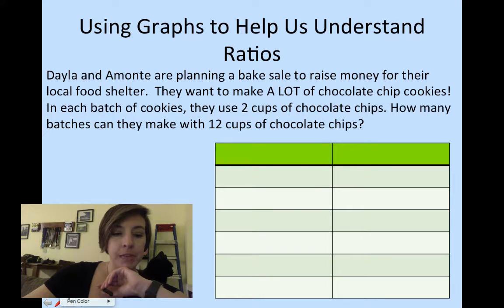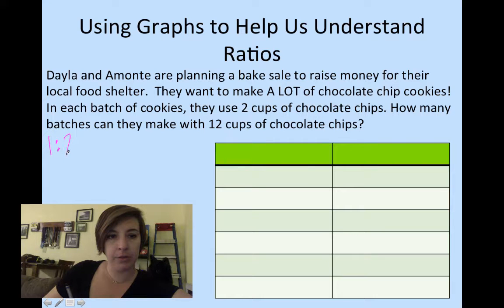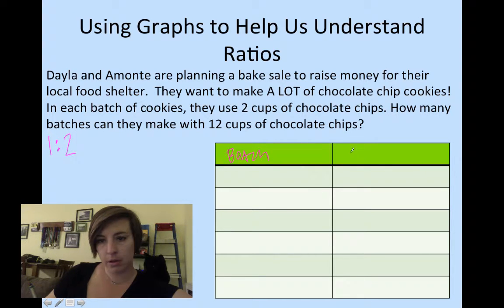So you are used to seeing equivalent ratios look like this. Let's go magenta. So in one batch of cookies, they use 2 cups of chocolate chips. So we have batches and cups of chocolate chips. We'll start with 0 and 0. That should be a given. So we know in one batch of cookies, they use 2 cups of chocolate chips.